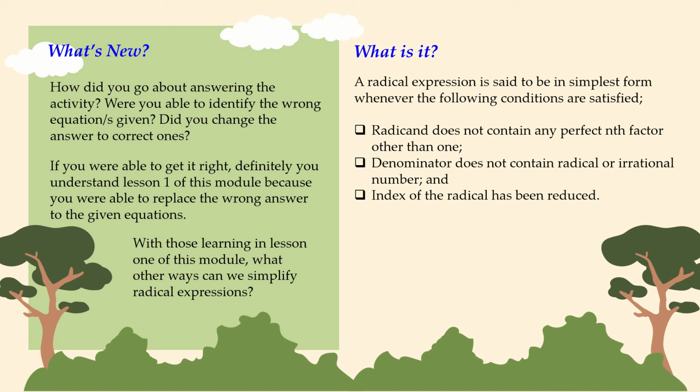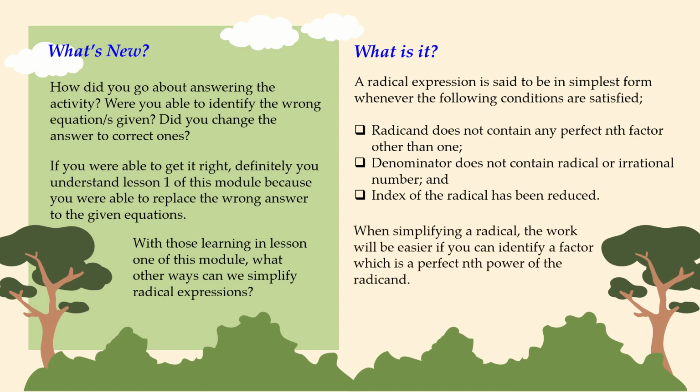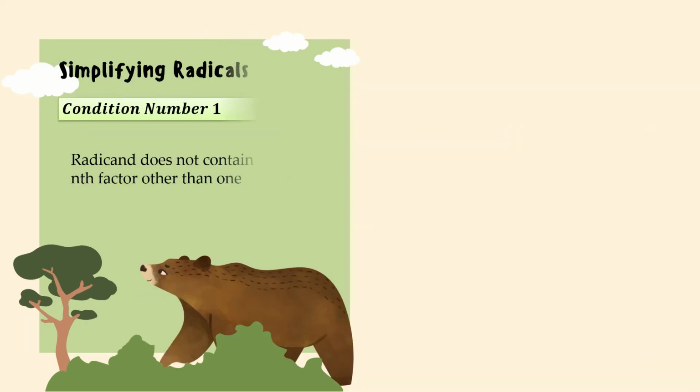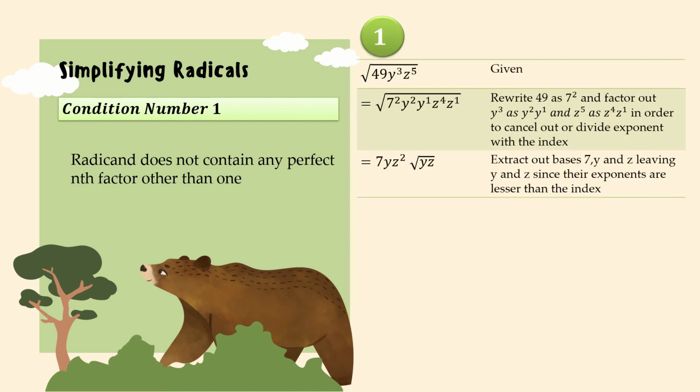We will keep this in mind when justifying. When simplifying a radical, the work will be easier if you can identify a factor which is a perfect nth power of the radicand, which we practiced earlier in the five laws of radicals. So, condition number 1: the radicand does not contain any perfect nth factor other than 1. This is to be understood: 1.